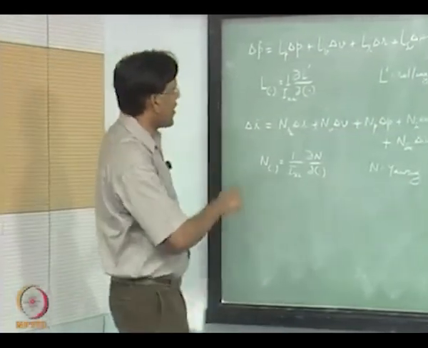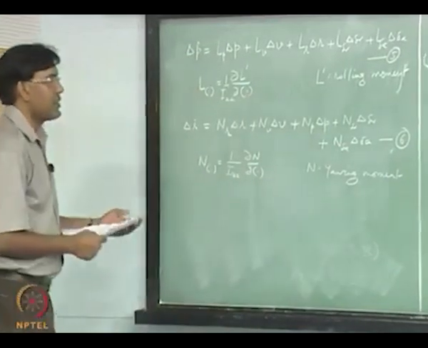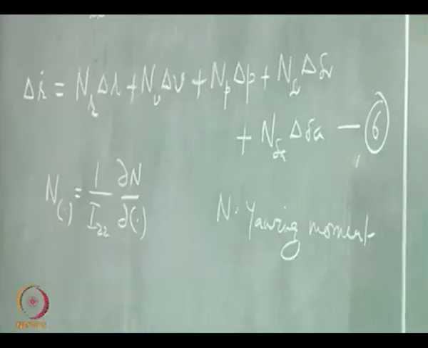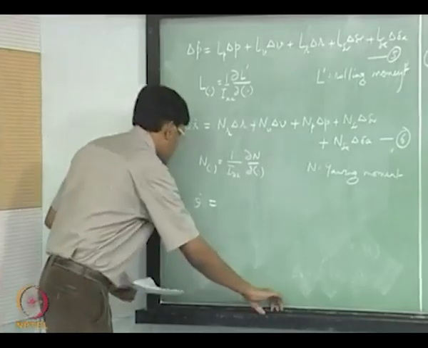Okay, so we already have 6 equations linearized, we have 2 more equations or less.